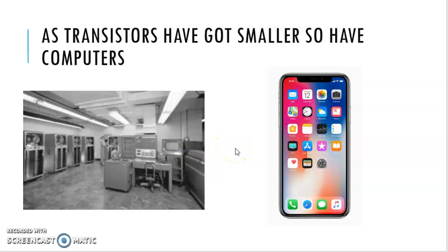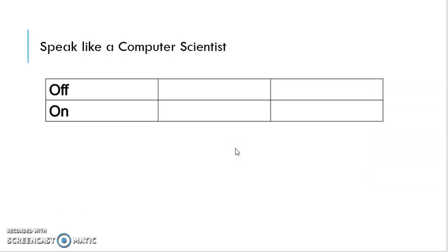Because transistors are smaller. Now, what I also need to make sure is that you can talk like a computer scientist, because so far I've been using the words on and off. But a computer scientist doesn't use that terminology. We use two words. Instead of off, we would use false, and instead of on, we would use the word true. So basically we see that computers or electricity can be in two states. It can either be false or true.